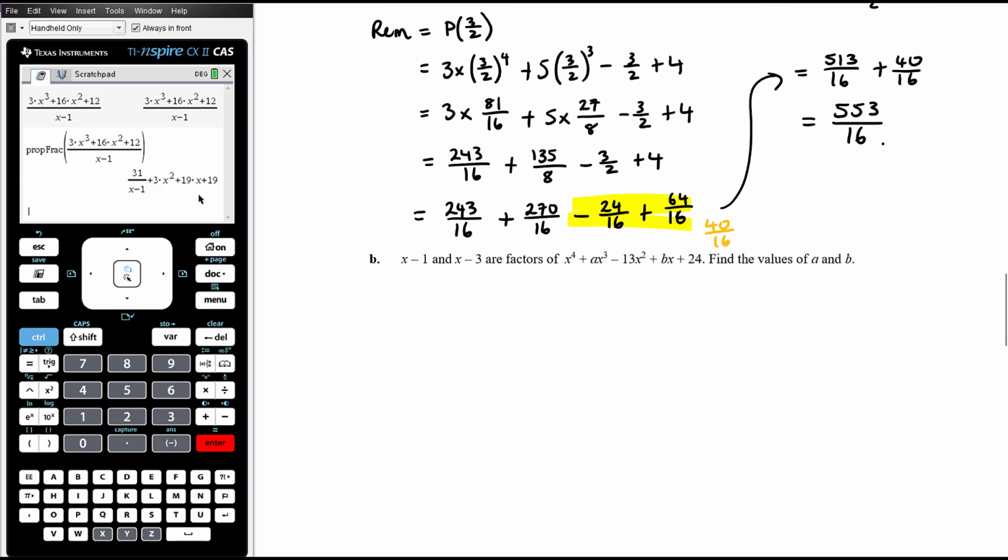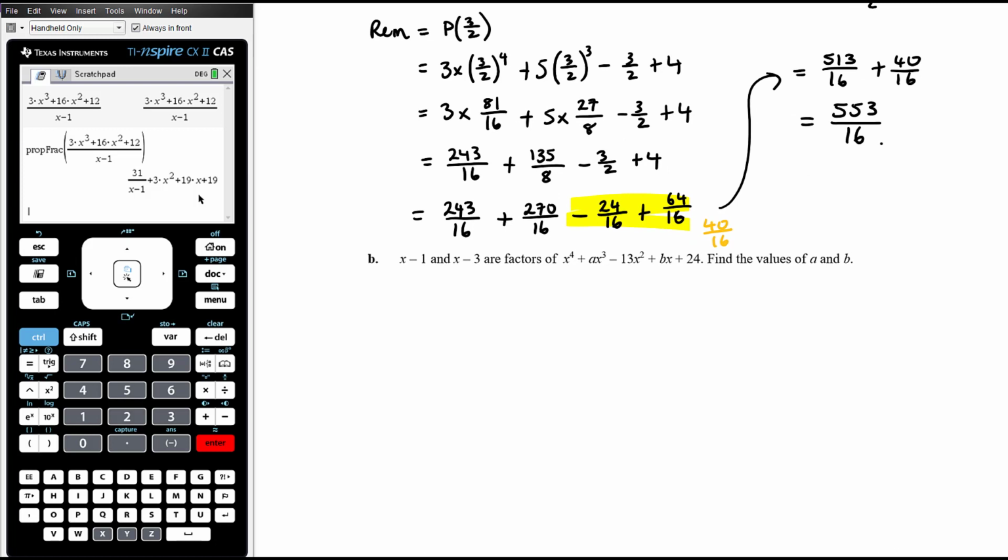Okay, part B, x minus 1 and x minus 3 are factors of this quartic. Find the values of a and b. Okay, so if we know that they're factors, we can use the factor theorem. So if x minus 1 is a factor, that tells us that p of 1 must be equal to 0. So we can use that to form an equation with a and b in it.